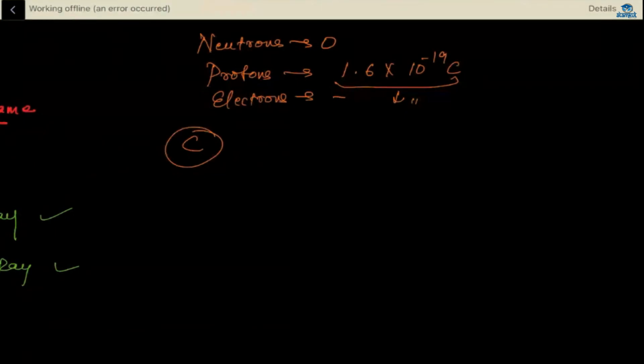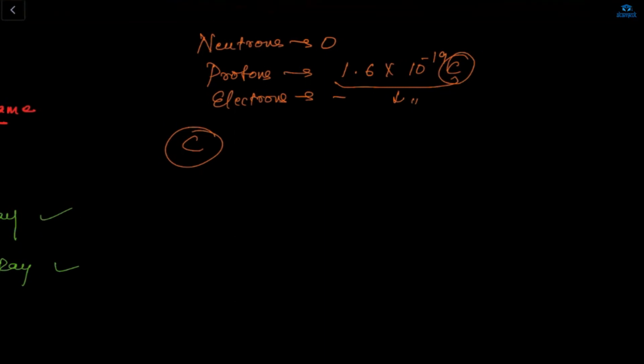Why am I writing C over here? Razi, you tell me. I don't know. Okay, Advika. Ma'am, C is for the name of an element, like carbon? No, it's coulomb. Coulomb is the SI unit to measure charge. It is the SI unit of charge, okay?